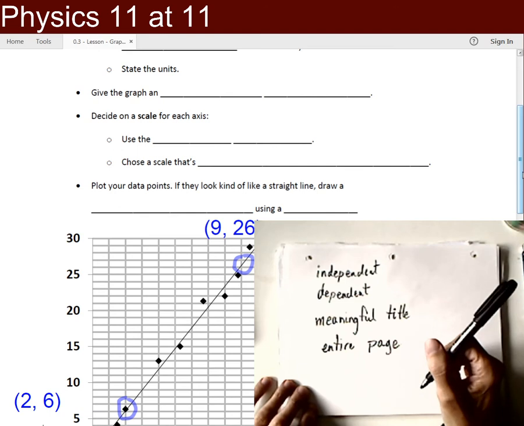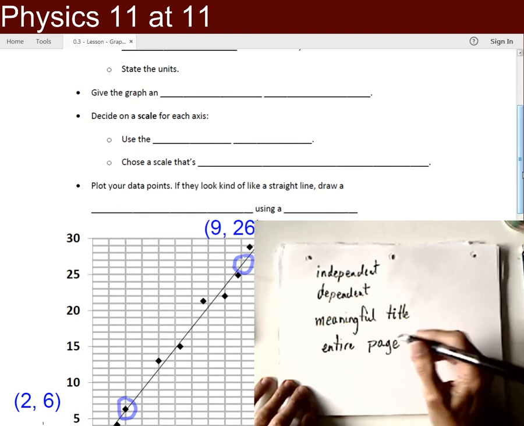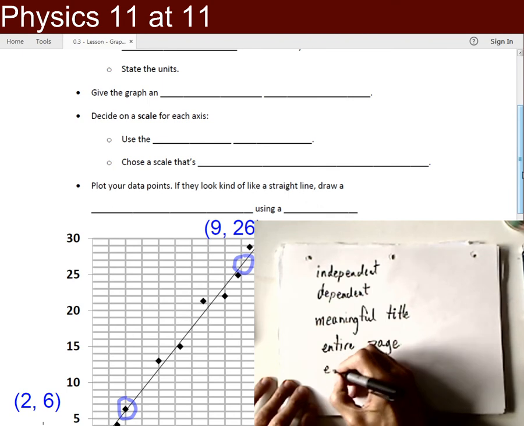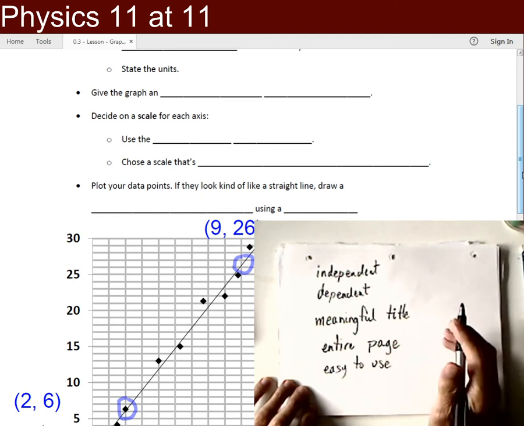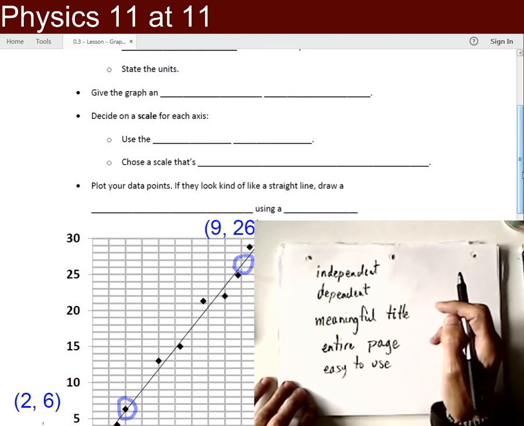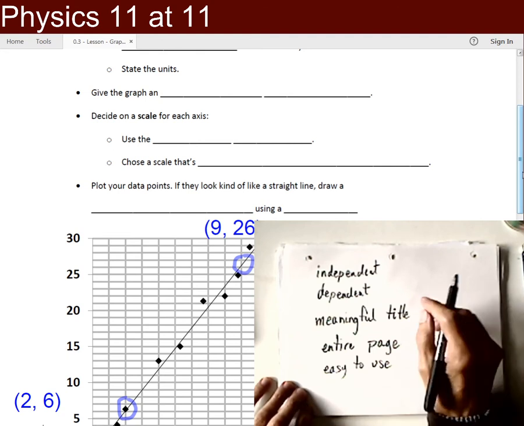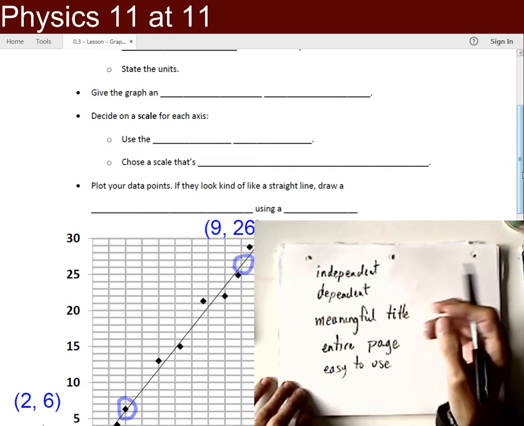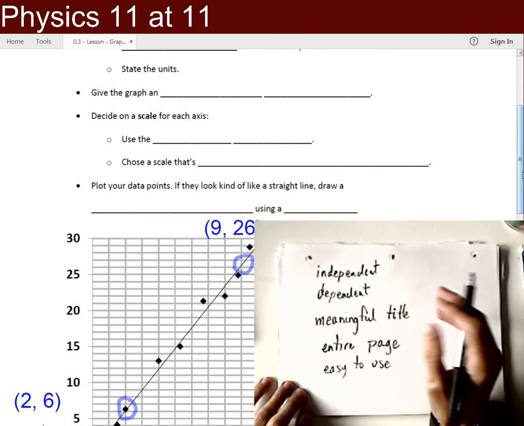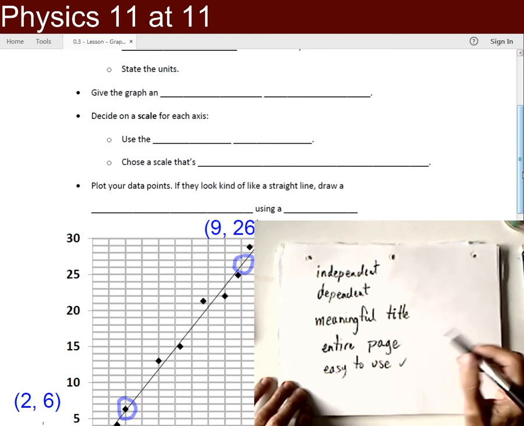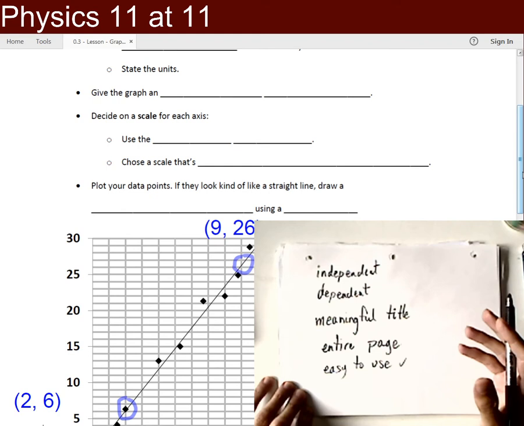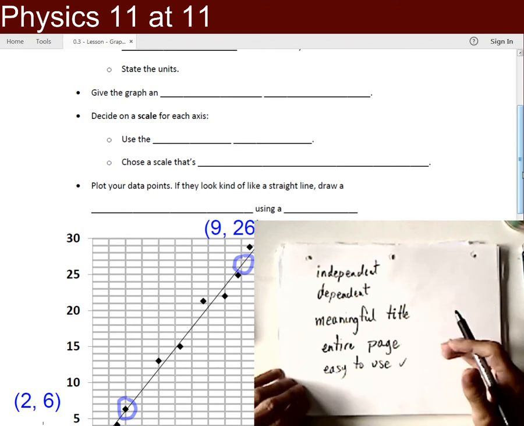Second of all, you choose a scale that's easy to use. Sometimes with the numbers, they can be a little bit awkward, and you have to find 0.3 of a square or something like that. So a trick to do is just make the scale bigger so that the weird numbers can fit in nicely. All right, so look after yourselves and make a scale that's easy to use, that matches the data points that you have.